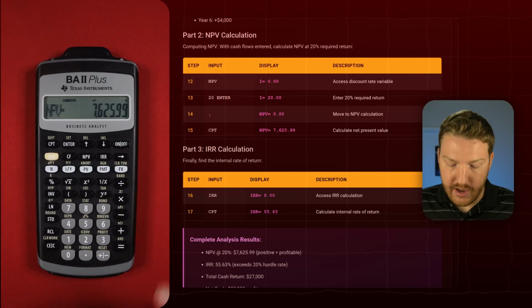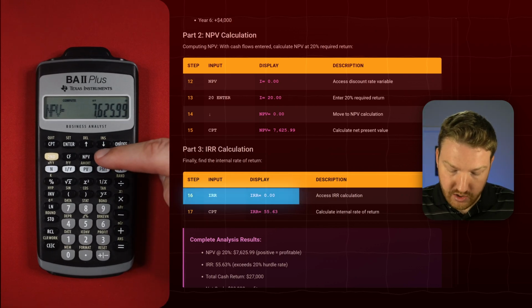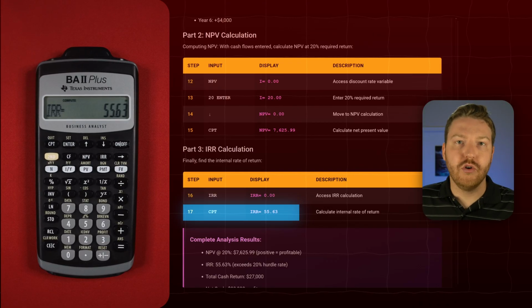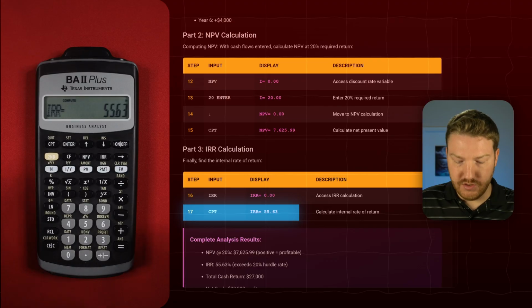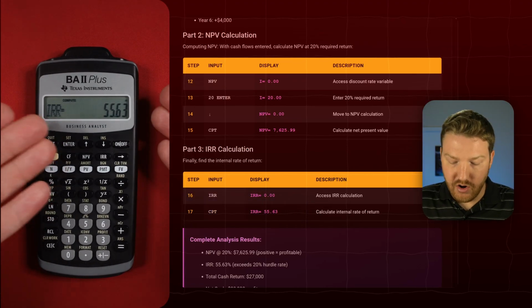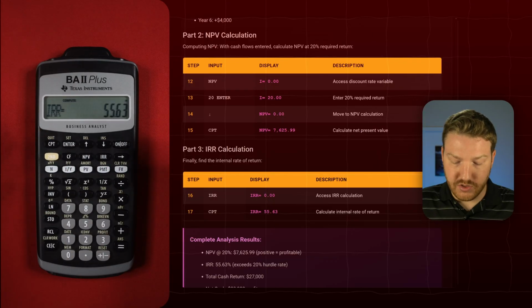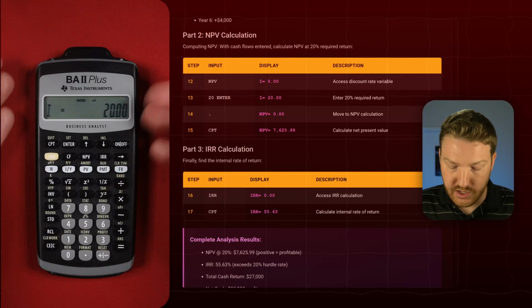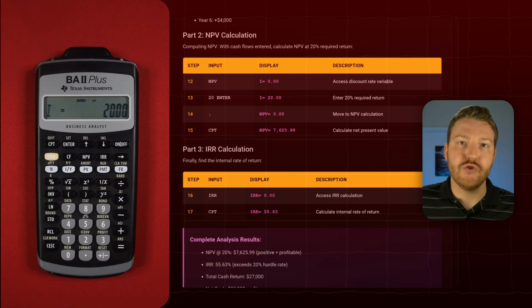Now let's do IRR. So all we need to do is hit the IRR button, and then compute. And so we'll find that the internal rate of return, which makes the NPV zero or us indifferent to this project, is 55.63%. And because the IRR of 55.63% exceeded what we put into the required rate of return in the NPV sheet of 20%, again, we would want to accept the project.